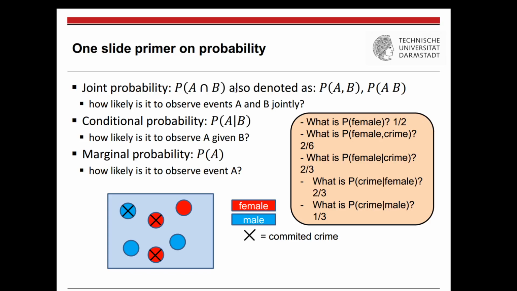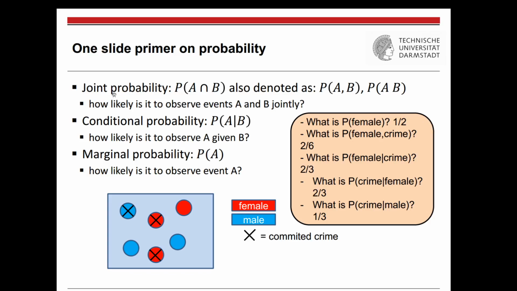Well, we don't know yet what it is, but we denote it in different ways. One of them is we just use a comma: the joint probability A comma B. Or we use an intersection symbol, or we just make an empty space between A and B. And the intuitive meaning of the probability of A and B is how likely it is to observe the events A and B jointly, right?